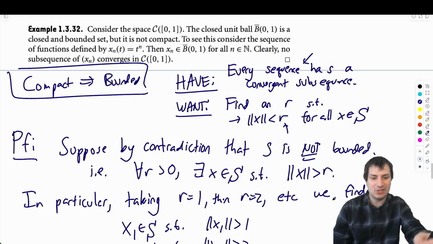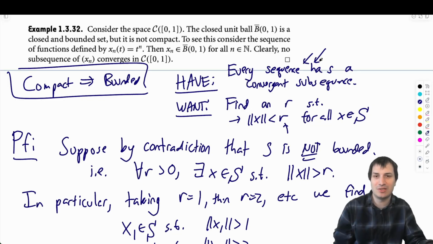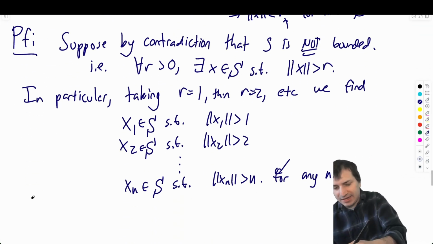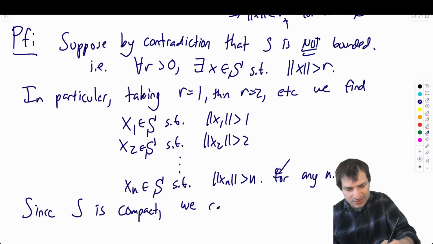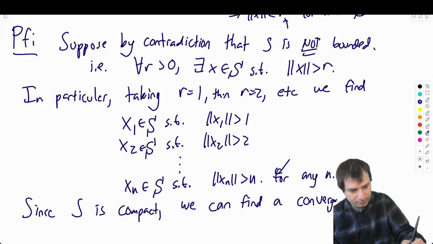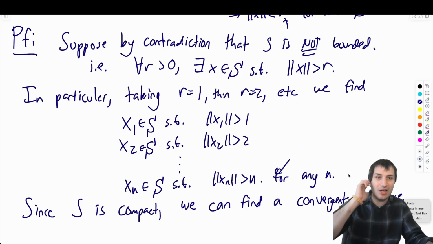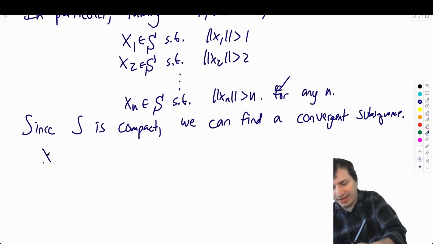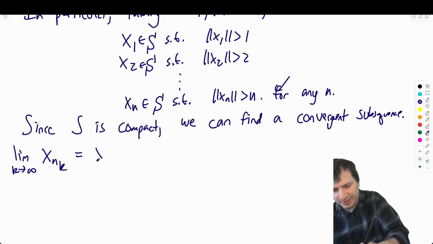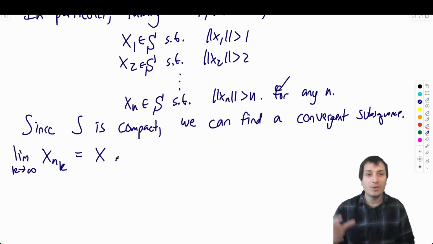Now we feed the sequence of the xn's into what we have, which is the compactness. So since S is compact, we can find a convergent subsequence. So this sequence of xn's has a convergent subsequence, x_{n_k} converging to something as k goes to infinity. Let's call the limit x. Okay. Now here's the thing.